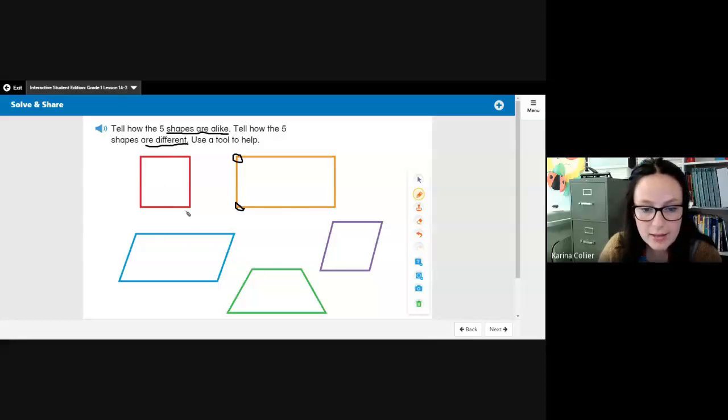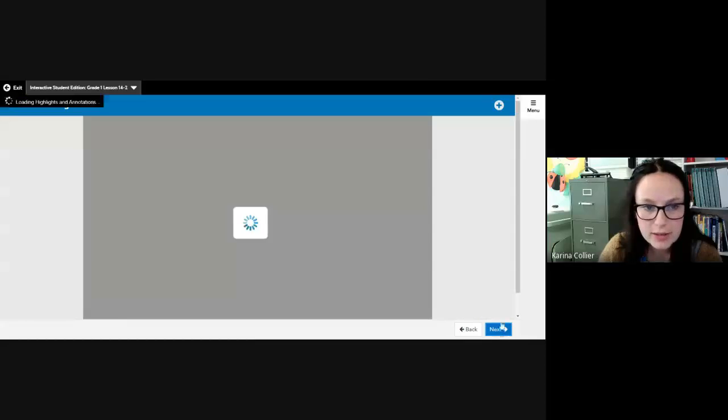Some are red, some are blue, some are purple. And one more difference I could say is that not all of my shapes have straight lines. Up here we have a straight line. Ooh, Mrs. Collier's line wasn't that straight, but that's okay. But if we go here to this shape, this is not a straight line. So there is one way we could say that those shapes are different.